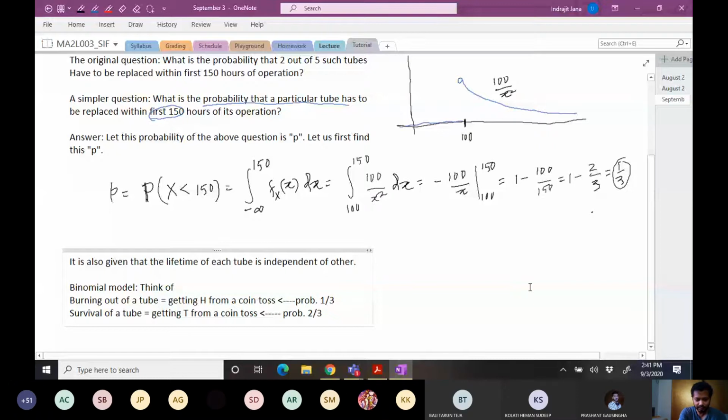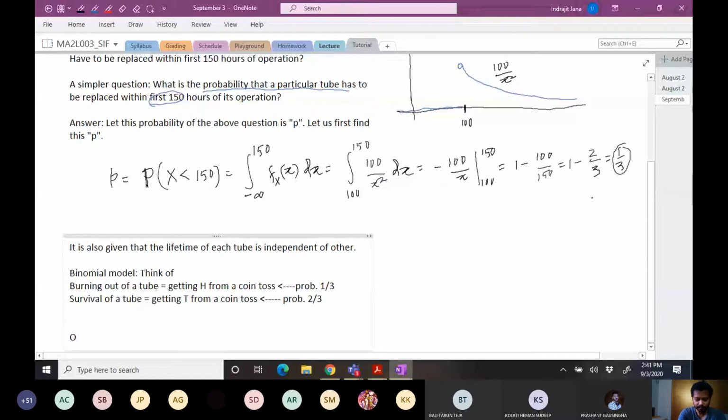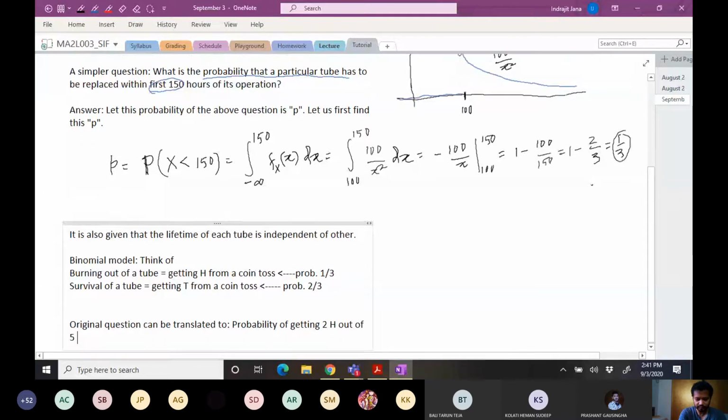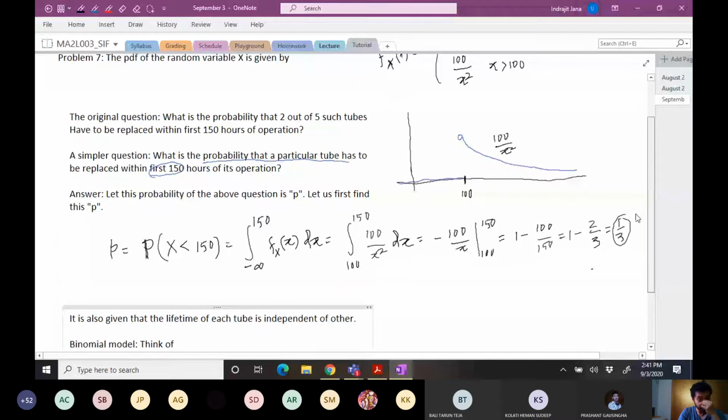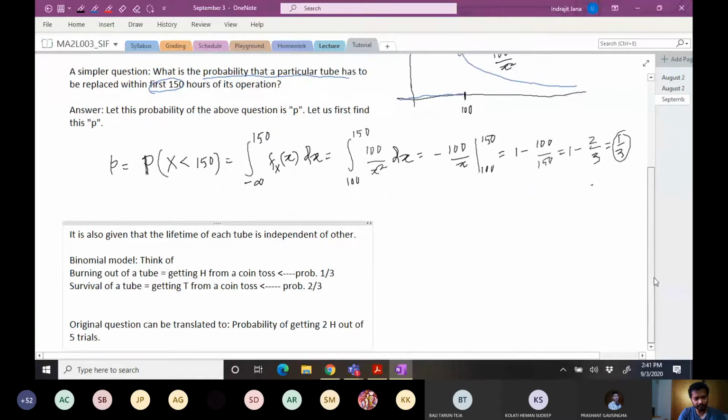Then the original question can be translated to the following question, which is the probability of getting hits out of 5 trials. If I look at the original question, it is asking what is the probability that 2 out of 5 such tubes have to be placed, which is like getting 2 heads out of 5 trials.